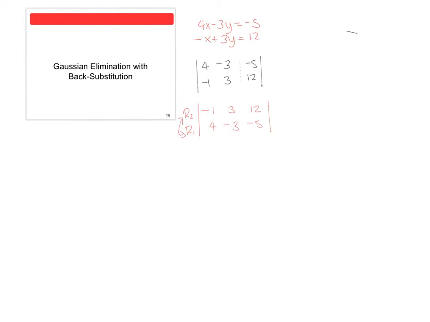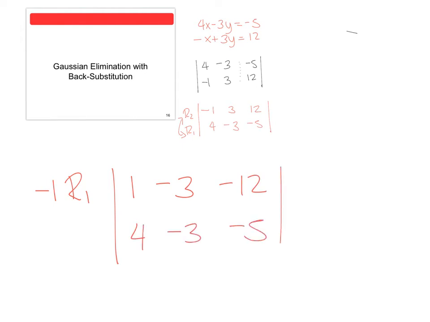The next thing I want to do is to get a 1 where that negative 1 is. So what I could do is multiply row 1 by a negative 1, and that will eliminate that negative 1 and give me the one that I want. So that's exactly what I'm going to do. I'm going to take row 1 and multiply it by a negative, and that gives me the following: 1, negative 3, negative 12. I haven't created a change to this row. And now I have a 1 here in the first entry where I want it.